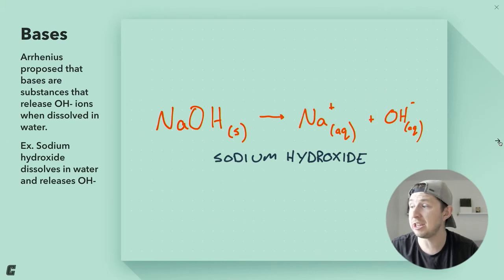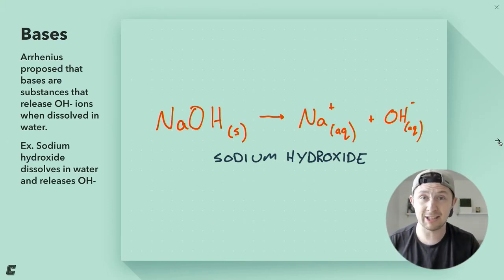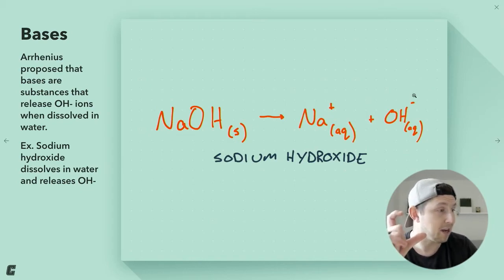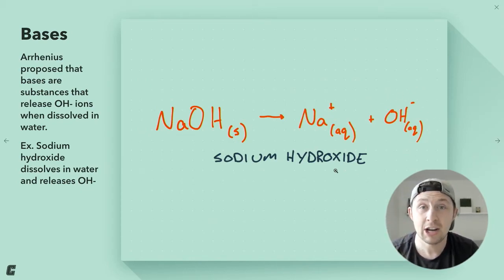Now bases, Arrhenius proposed something very similar. Arrhenius said that bases are substances that, when dissolved in water and become aqueous, release hydroxide ions. And so in this example, we've got sodium hydroxide, that's the ionic compound name, as a solid, but as soon as we dissolve that in water, we get our sodium ion in an aqueous state, we get our hydroxide ion in an aqueous state, and that gives us sodium hydroxide. And we know it's a base, sodium hydroxide. We know it's a base because this hydroxide ion is present.